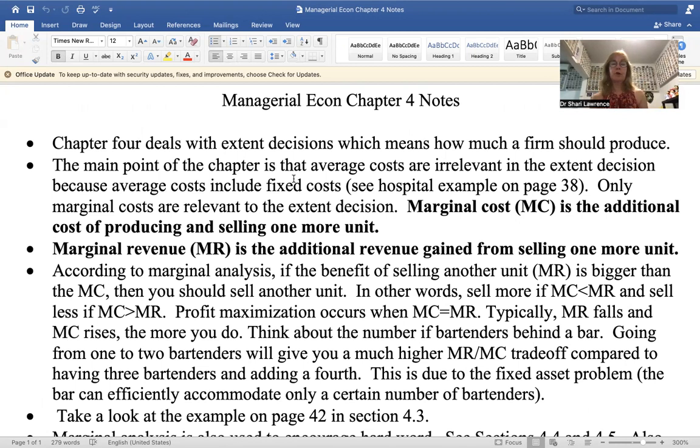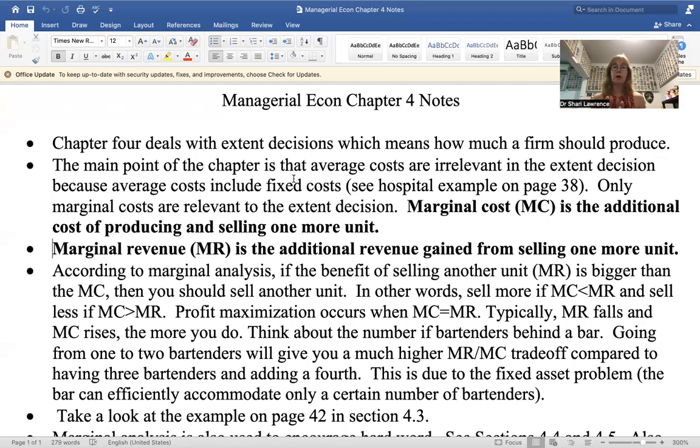that average costs include fixed costs. So if you're trying to figure out if you should produce additional products or provide additional services, when you do a cost benefit analysis, if you're comparing the revenue of more production to your average cost, that's wrong, because average costs include fixed costs, and the more that you produce, your average cost will naturally go down. So in order to compare apples to apples, you need to compare marginal revenue to marginal cost.